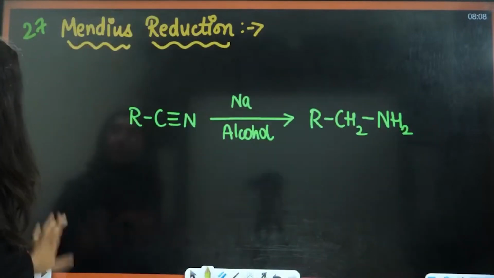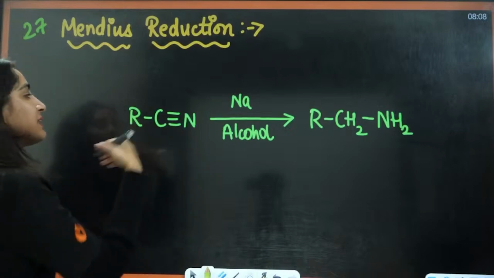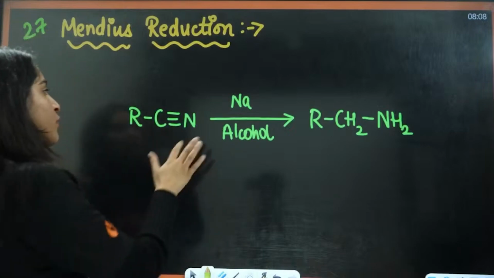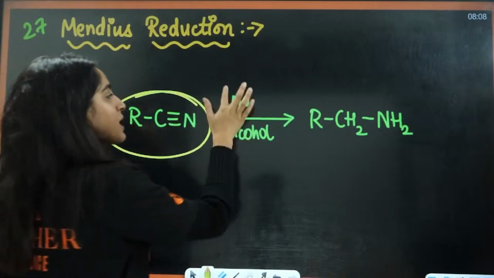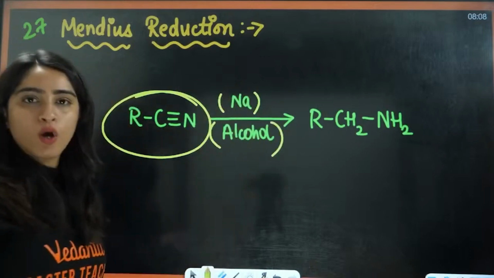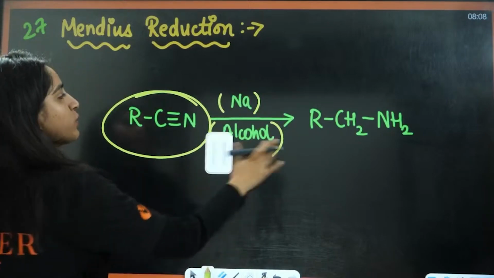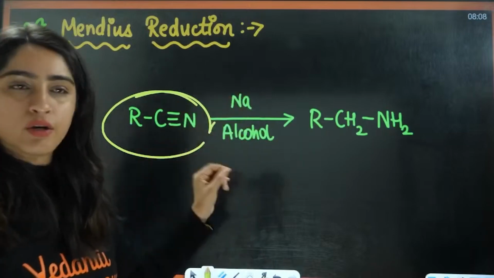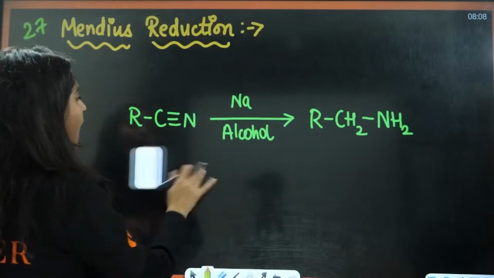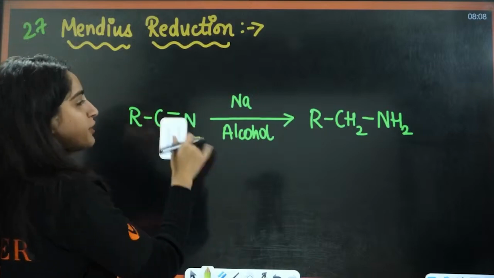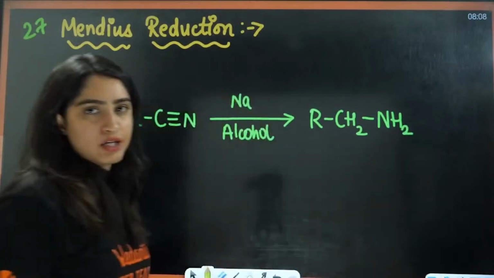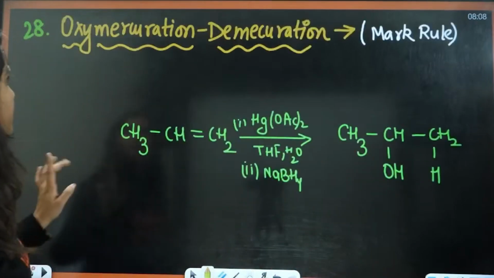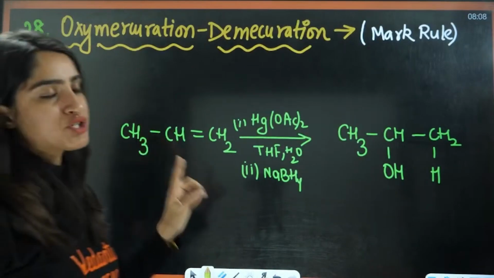Yes. Next we have Mendius reduction. That is, if you want to reduce this cyanide, use Na in presence of alcohol like ethanol. You can also write zinc amalgam in presence of ethanol. RCN will be reduced to RCH2NH2. This is Mendius reduction.